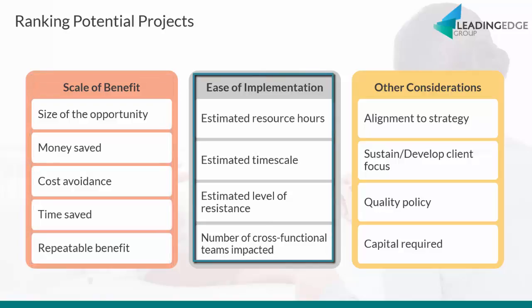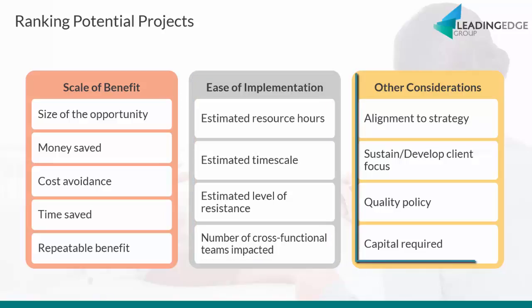When we look at ease of implementation, it's just that. Is there the estimated resource hours? Are they reasonable? Are they realistic? Is a project important and at the same time with a minimal amount of hours required, in which case that might be a good candidate for a project versus one that's going to require many resources and lots of hours. The estimated timescale, the estimated level of resistance. How much resistance are we going to face if we try to implement this process or look at changing this process? Or the number of cross-functional teams impacted. If you have a process that's impacting several different cross-functional teams, it could be more complicated to implement immediately. So again, another area of focus or dimension to consider.